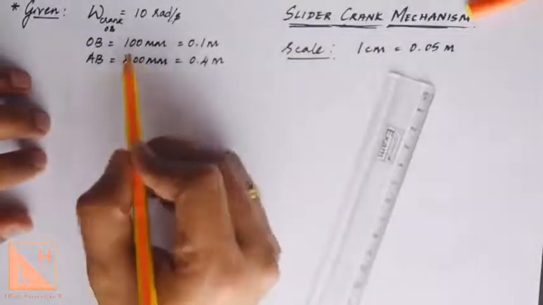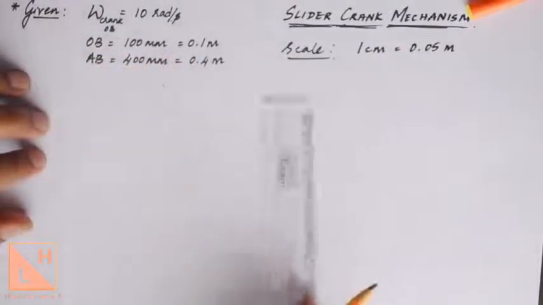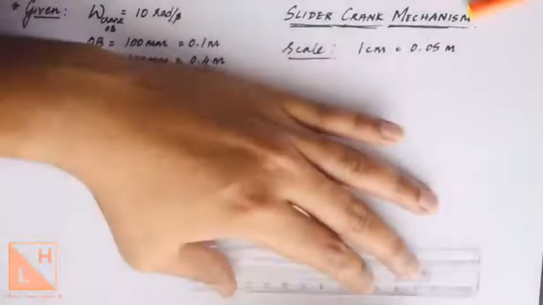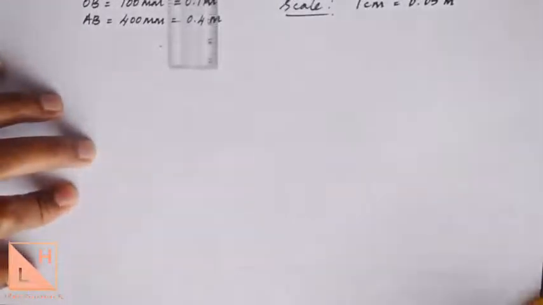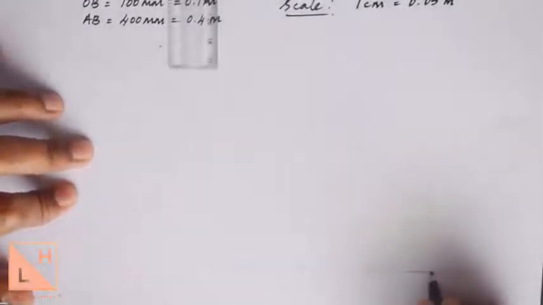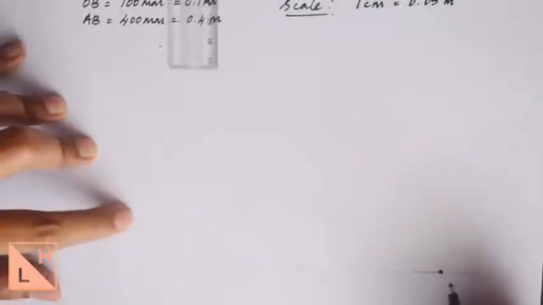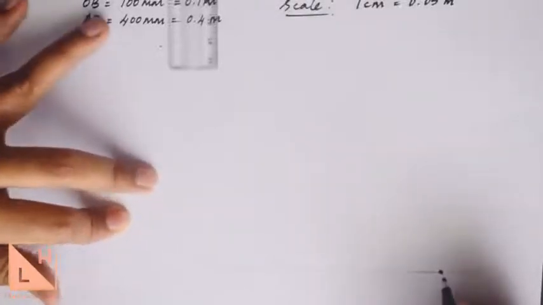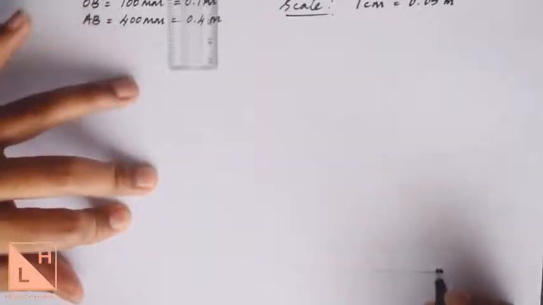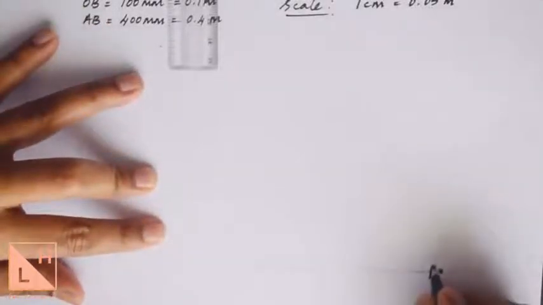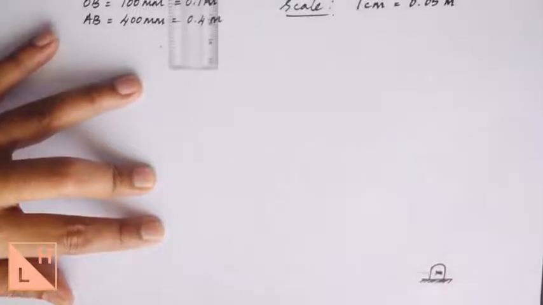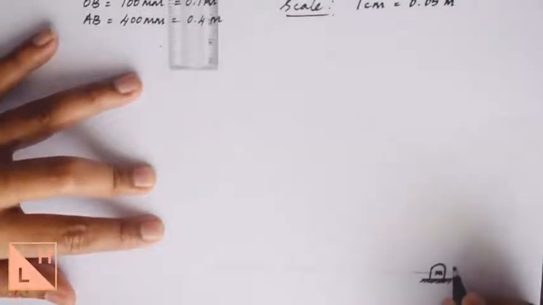So here we have an OB of 0.1 meter. Let me just draw a horizontal axis line first. So I have just drawn an axis line. On this axis line, I'm just going to select a point over here, anywhere on the axis. I'll select it over here and name this as the center of the crank, right? We'll name this as fixed. Right, so the crank center will be named as O.